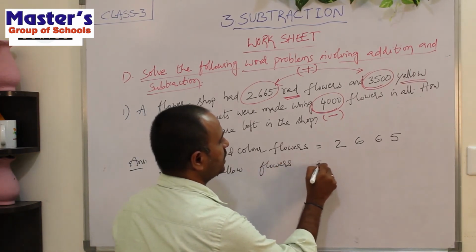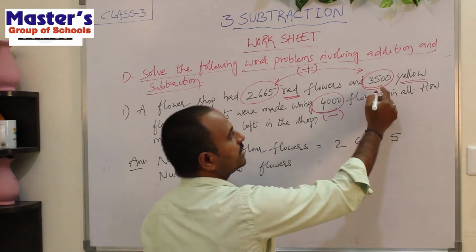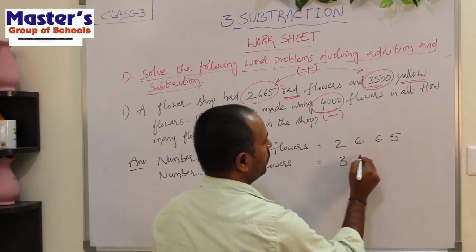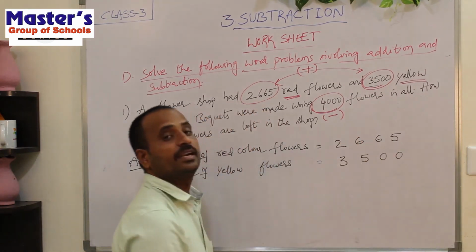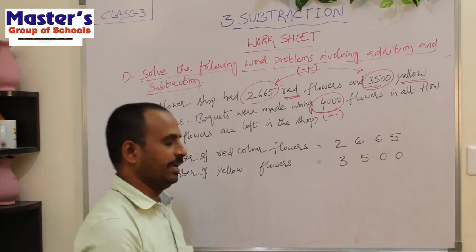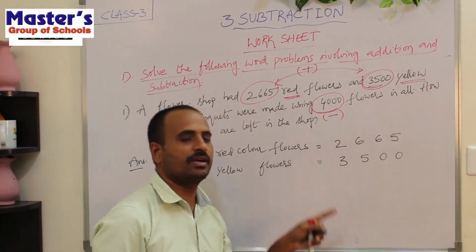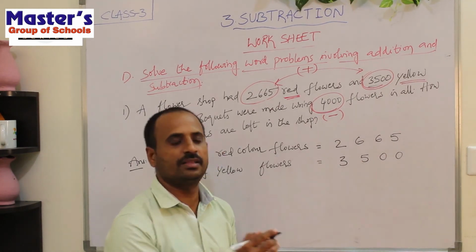How many yellow flowers are there? There are 3500 yellow flowers. So write this number below the red color flowers. Both the numbers, that is red flowers and yellow flowers, should be one below the other.